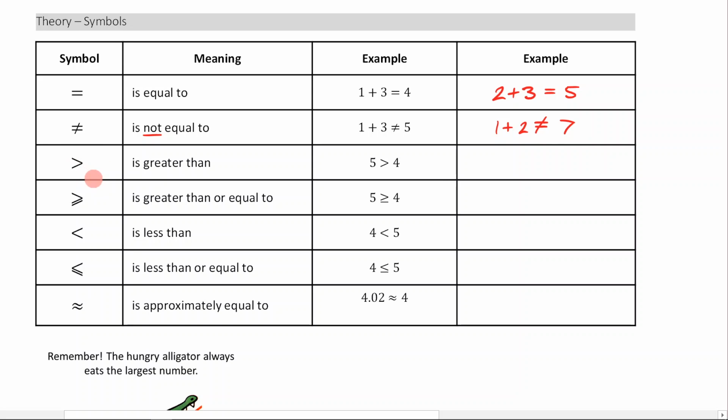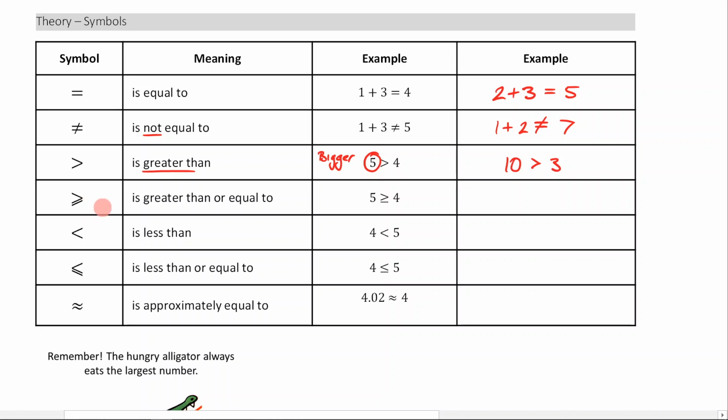The next symbol that we have is what we call an inequality. And what it's telling me is greater than. So this tells me is greater than, and it'll make sense in the example. 5 is greater than 4. If we were to write another example here, we could write 10 is greater than 3. What I want you to notice here is that this symbol is always going to be eating the bigger number. So 5 here is my bigger number, and it's eating the bigger number. So that's how I always think about it.